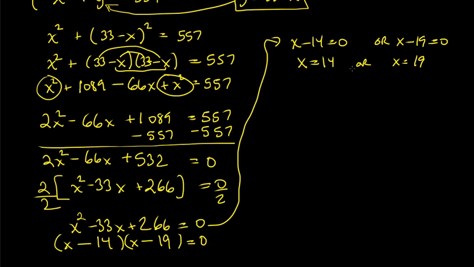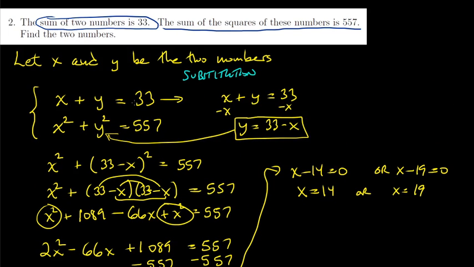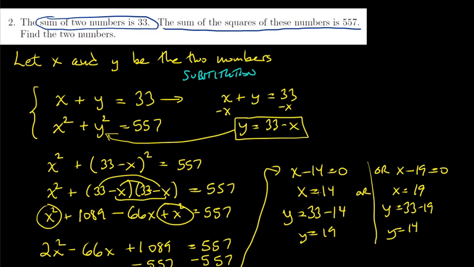So which is it? Is it 14 or is it 19? Well, remember, we're looking for two numbers, x and y. So if x is 14, y, remember what y is, it's 33 minus x. And 33 minus 14 is, well, 19. On the other hand, if x is 19, then y is 33 minus 19. But that's 14. So it turns out it doesn't matter, right? If x is 14, y is 19. If x is 19, y is 14. The point is the two numbers are 14 and 19.